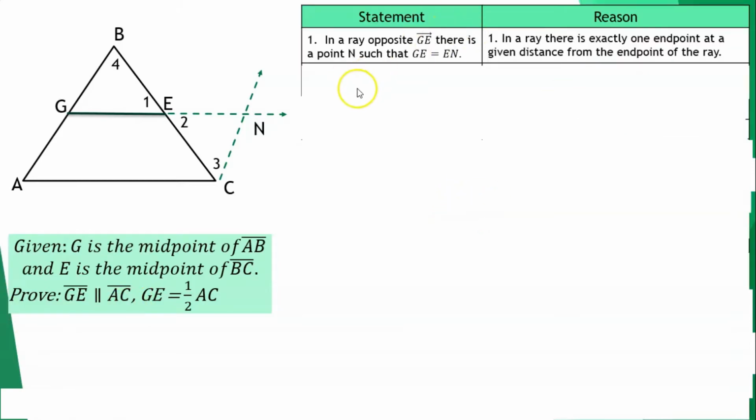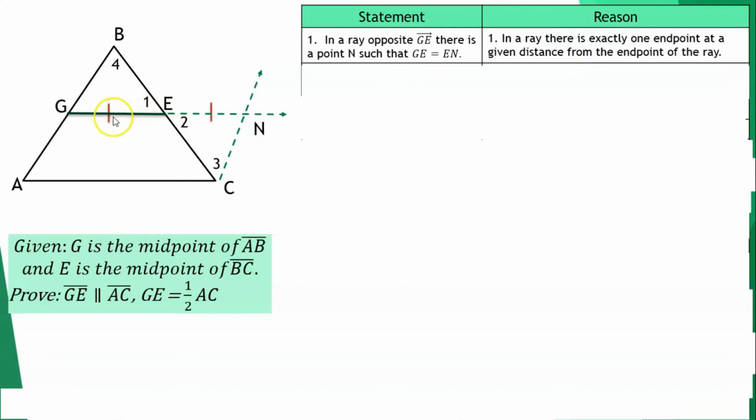So starting with this, in a ray opposite to GE, opposite to that would be NE. So there is a point N here in which GE is congruent or equal to EN, because in a ray, there is exactly one endpoint of a given distance from the endpoint of the ray.